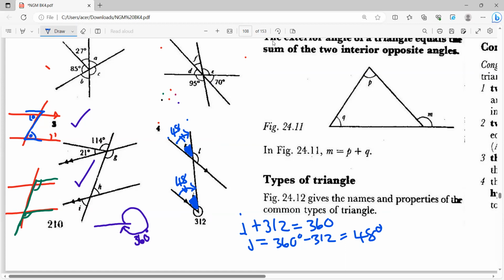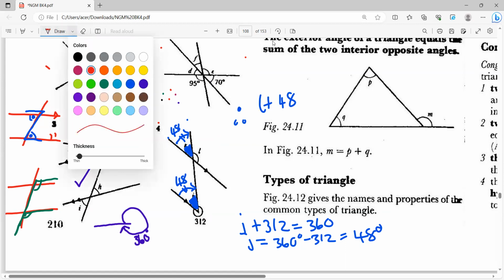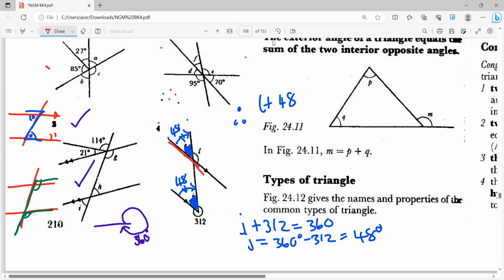So we can find letter L by using angles on a straight line. So therefore, L plus 48, since they are on a straight line, the red highway, right? They are above the highway. If the lines are above the highway or below the highway, they should add up to 180. So L and 48 should give you 180, our highway.